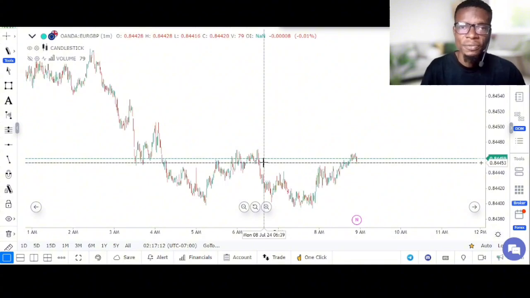You can apply it to scalp, because you can do this even on the 1 minute time frame, the 5 minute time frame, on the 15-minute time frame. It is basically the same. The only difference is that the time frames are different.